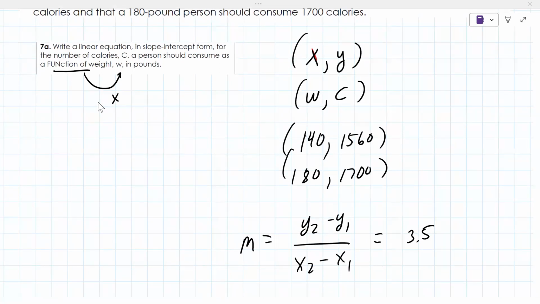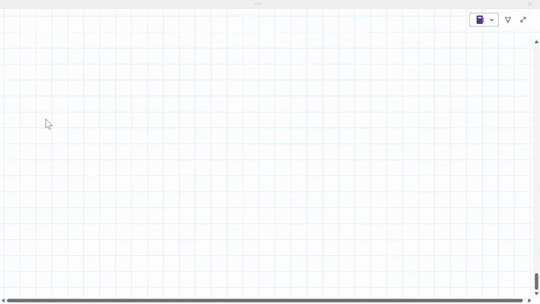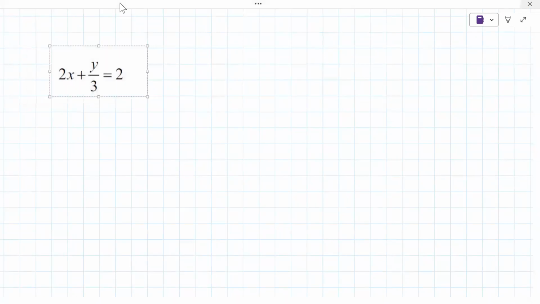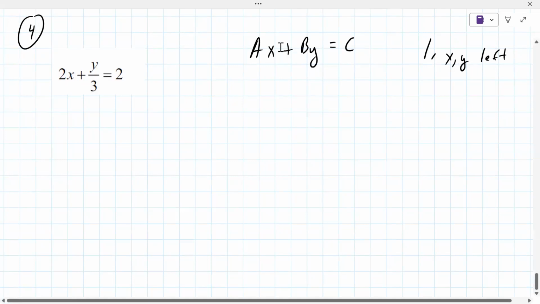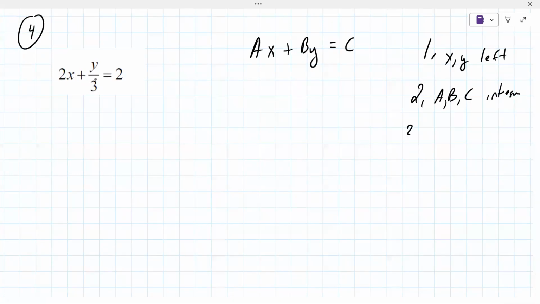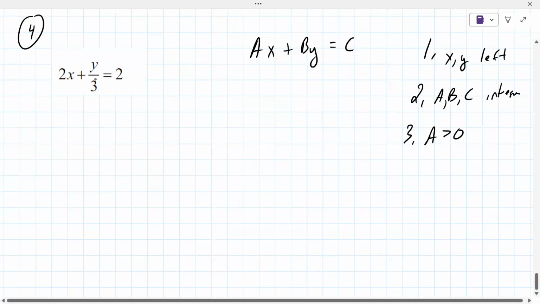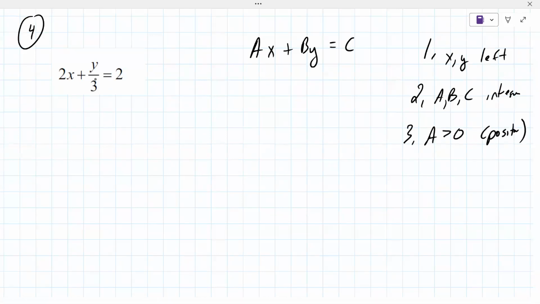Let's go back to 4, because that's what I was originally going to have you do, put 4 in standard form. Standard form is ax plus by equals c, and there are constraints. The first constraint is that x and y are on the left. See how they're on the left? The second is that a, b, and c are integers, no fractions, no decimals. See how there's a fraction here? That's bad. The third is that a has to be greater than 0, so a has to be positive. Got it.